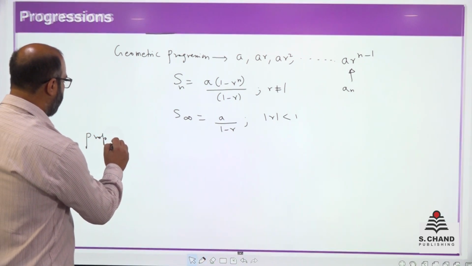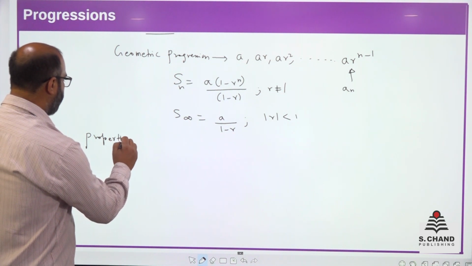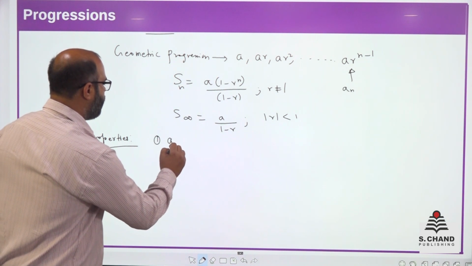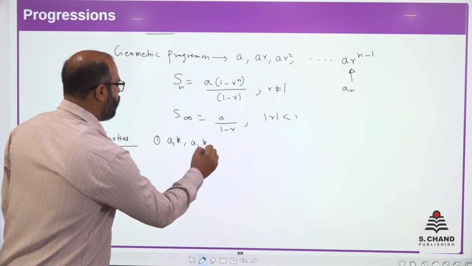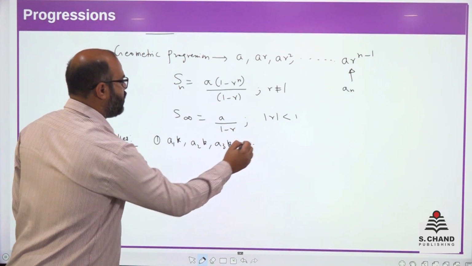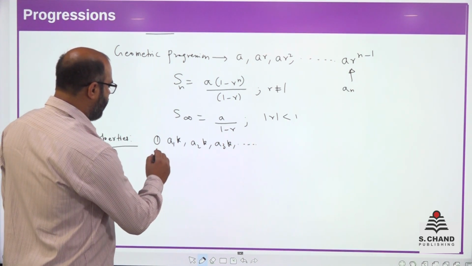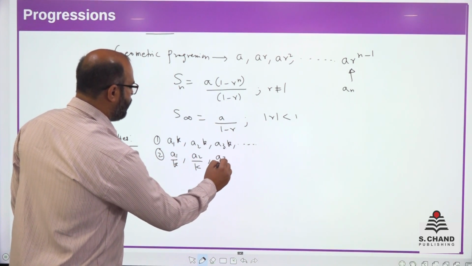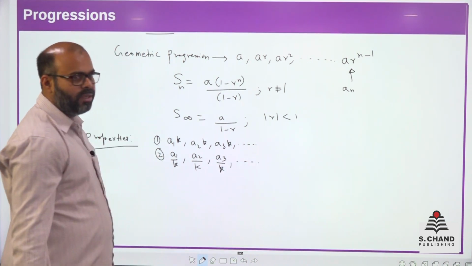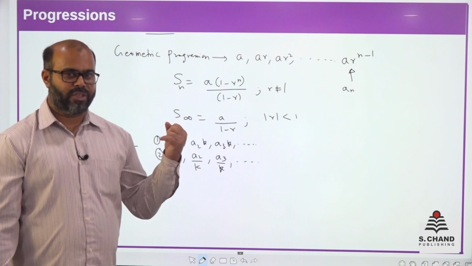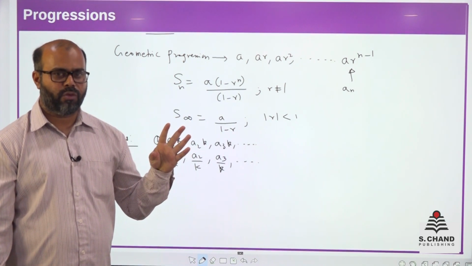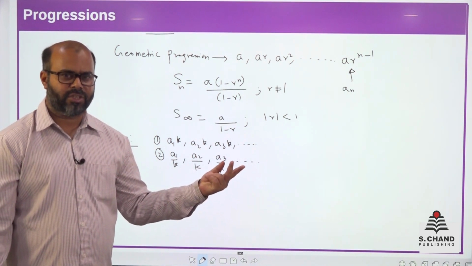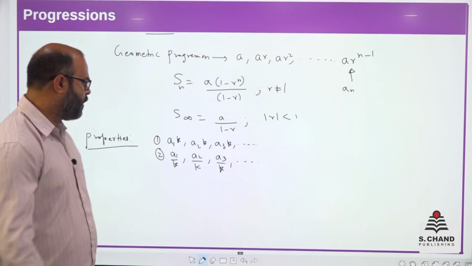So, if we come to properties of GP, what are the properties basically? First property is that if you multiply each term of the GP by a non-zero constant, the result will also be a GP. Second, if you divide each term of the GP by a non-zero constant, the result is also a GP. On addition and subtraction, it does not follow. Like in AP, addition, subtraction, multiplication and division, all four conditions will give you AP. But here only multiplication and division will give you GP. Addition and subtraction will not, in general, give you any such sequence.